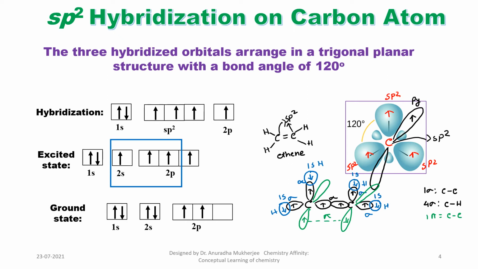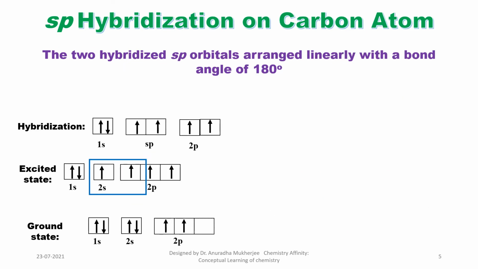I hope it is clear what the sp2 hybridization on the carbon atom is and how this hybridization model helps to explain the molecular geometry and their structure. Now I'm going to the next hybridization, that is the sp hybridization. And again here I have taken the carbon atom.